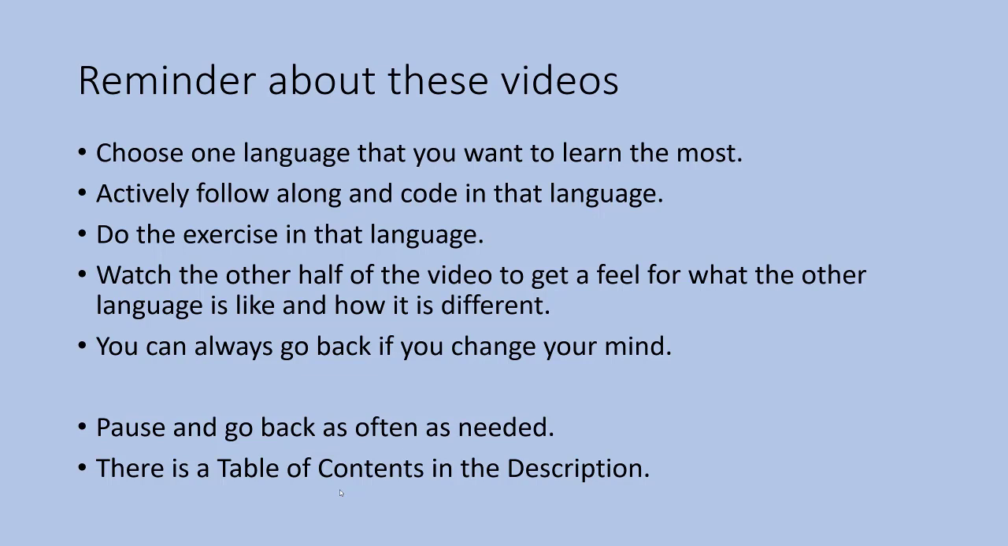So a quick reminder, I'm showing you 2 different languages so you can get more of a broad feel for computer science and programming and how it works. But you're going to be least confused if you pick just one of these that you are actively following along with. So either pick Python or R, whichever is the higher priority for you in your work, and actively code and follow along with that. Do that exercise in that language. And for the other half of the video, you can sit back and kind of just watch it and get a feel for how this work would be different in that other language. So you can always watch these again if you change your mind about which language you want to learn.